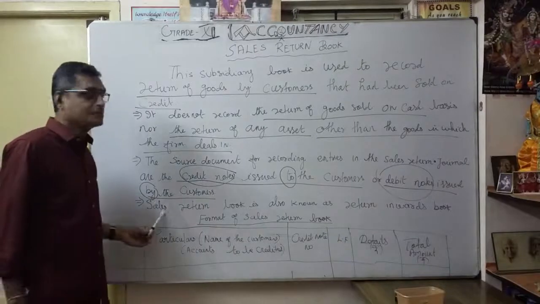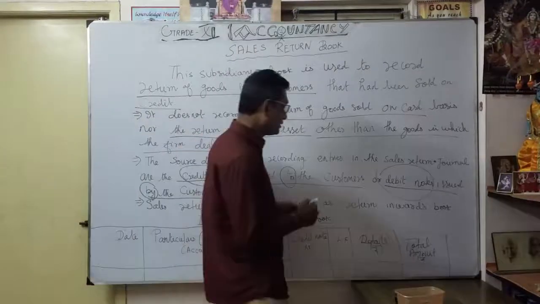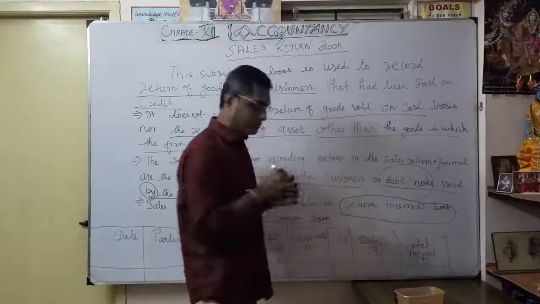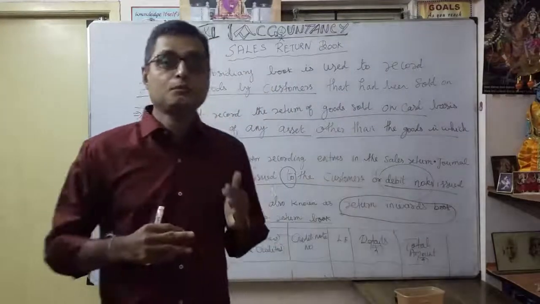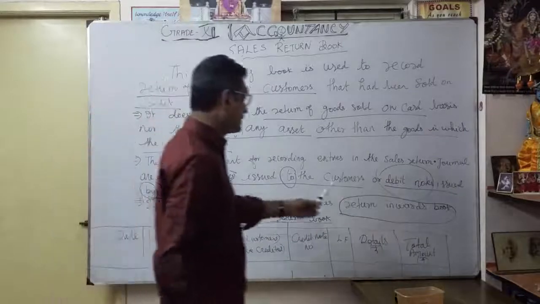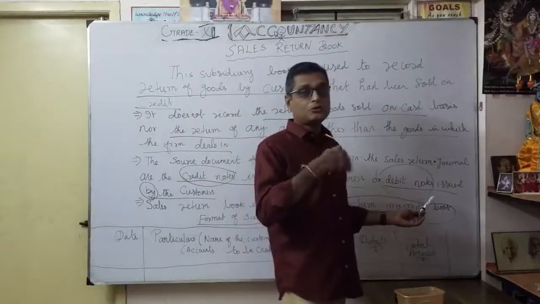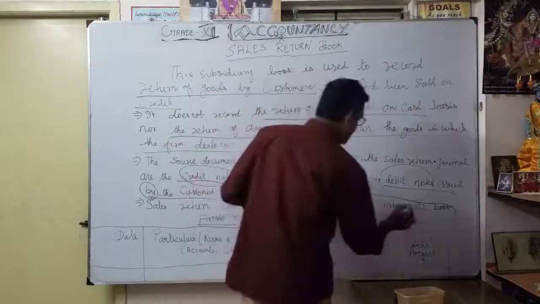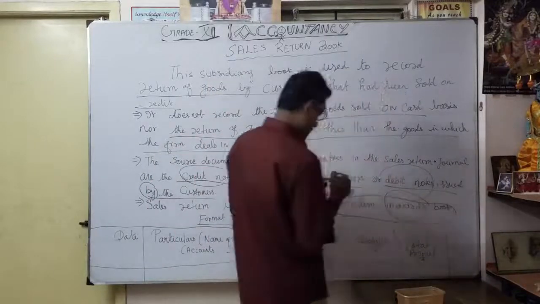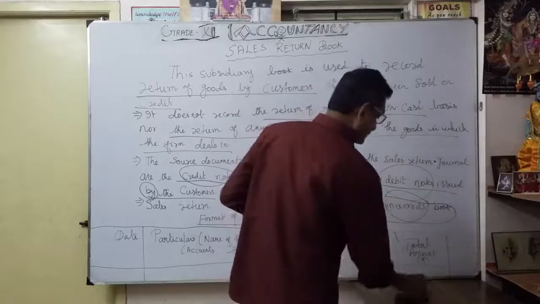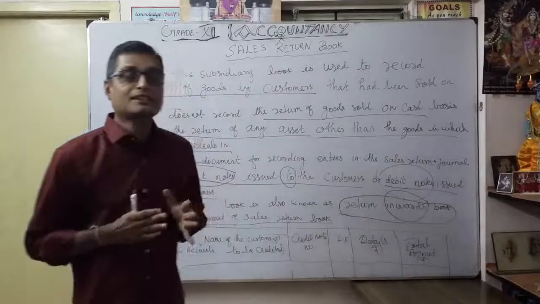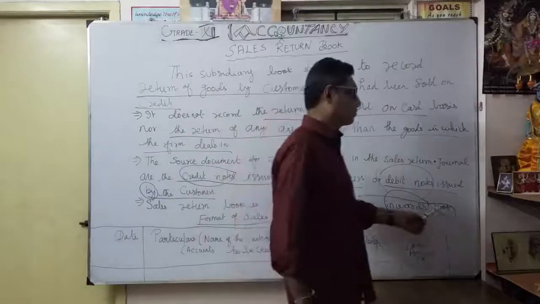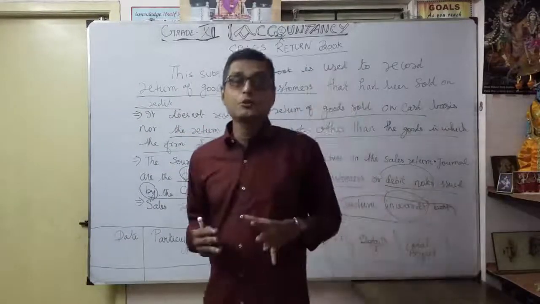Then, sales return book, also known as return inward book. This is also a very important point. The purchase return book, we said, is the return outward book, because goods go out. Here, goods come in. That's why this word is very important. Return inward book. Understood? As a sales return book, we can also call it return inward book. So when they say return inward book, you don't become confused.